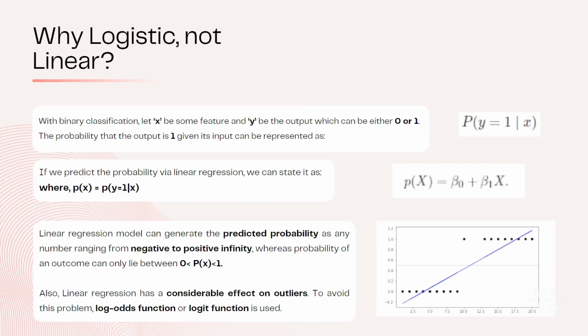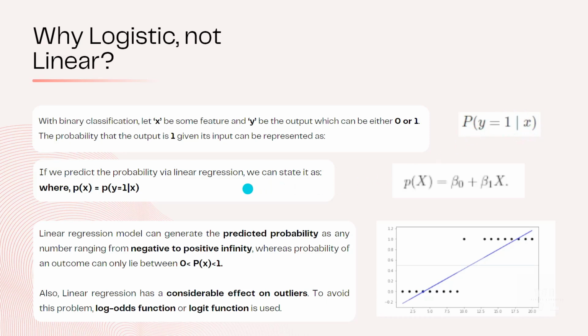So why logistic and not linear? With binary classification, let x be some feature and y be the output, which can be either 0 or 1. Then the probability that the output is 1 given its input can be represented as p, the probability of y equal to 1 given x. So given an input feature x, if you want to predict the probability that y could be either 0 or 1, it can be represented using this method, and this is known as a conditional probability, where you predict one variable given that the other variable has already occurred.